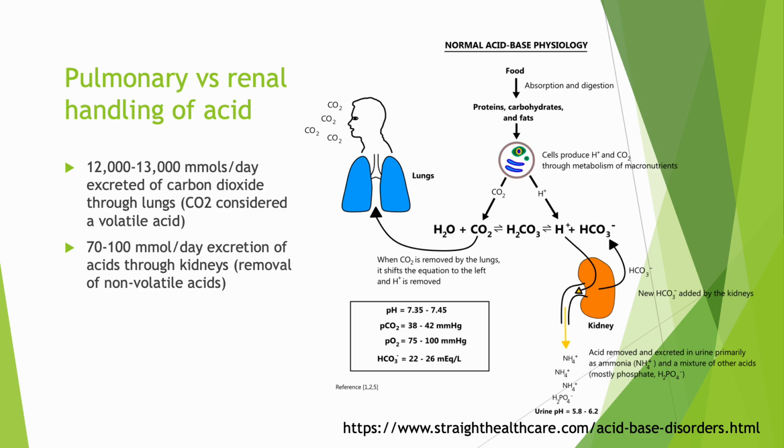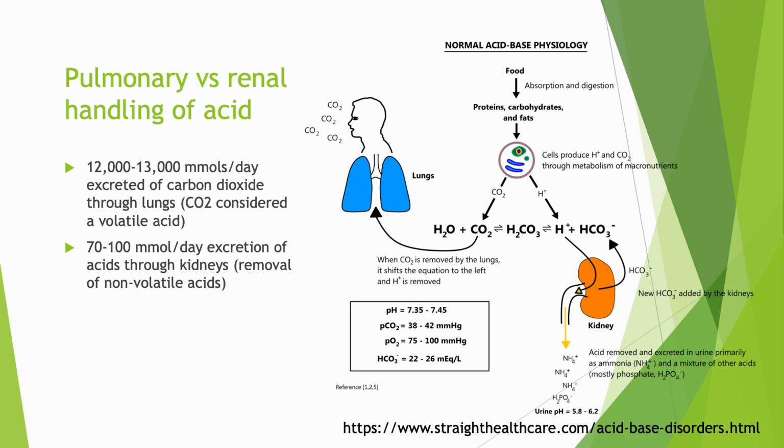For now, I want you to realize that gas exchange is just so much more efficient compared to generation of bicarbonate and secretion of acid through the kidney, and it shows from these numbers here. The lungs can excrete about 12 to 13,000 millimoles of acid per day, compared to the 70 to 100 millimoles of acid per day that is excreted through the kidneys. During exercise or stress, even higher amounts of carbon dioxide can be generated and exhaled through our lungs, upwards of 20 to 25,000 millimoles per day.